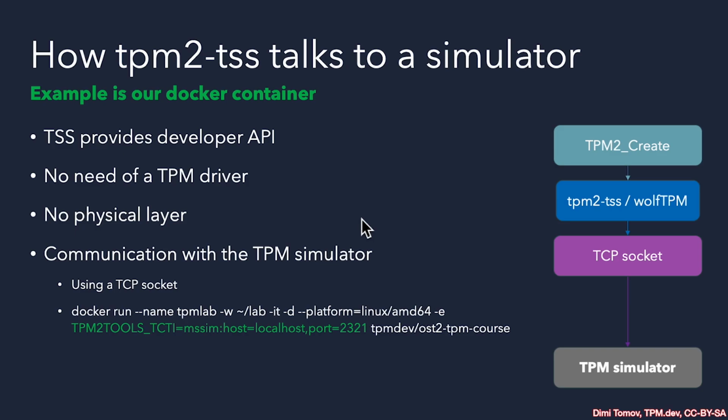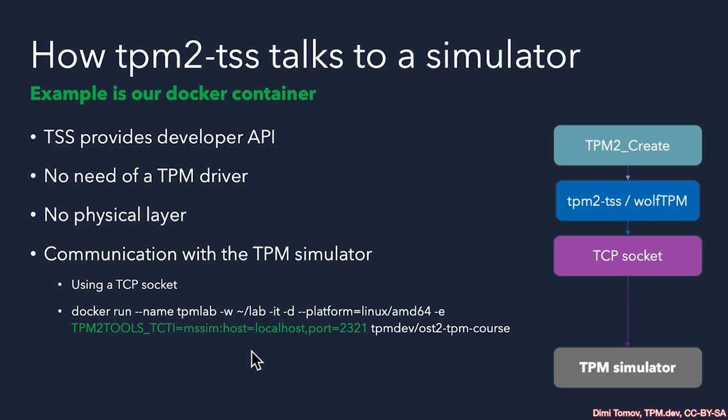Now, because the communication happens over a socket and not using a TPM driver, we need to specify one extra argument here, instructing the TSS. In this case this is an example with the TPM2 tools, but this needs to be set when using the API, and we will talk about this more in the next lecture, that we're going to use a simulator.